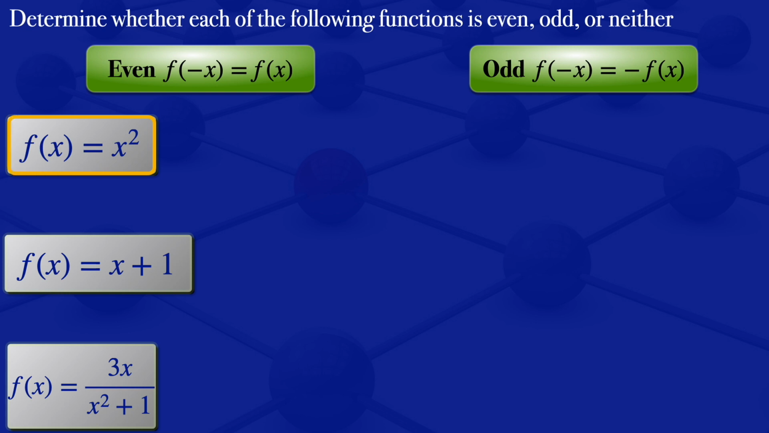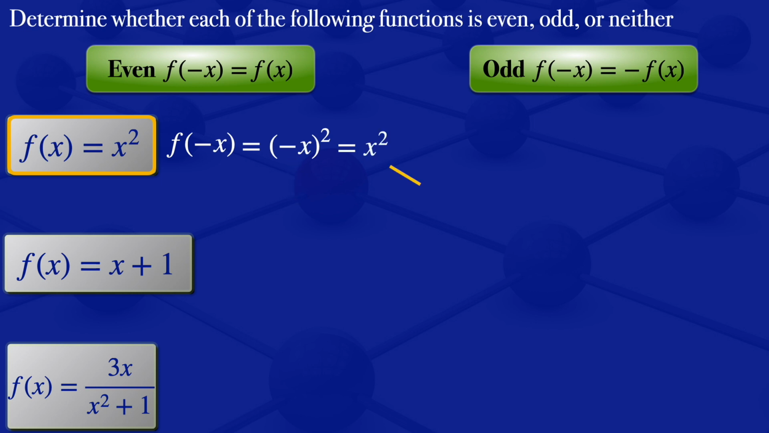So I'll start by looking at the function here, f of x is equal to x squared. I'll go on and evaluate f of minus x. For f of minus x, we are saying wherever we have x here, we put minus x. So our f of minus x will be minus x squared. When we square minus x, what we get is x squared.